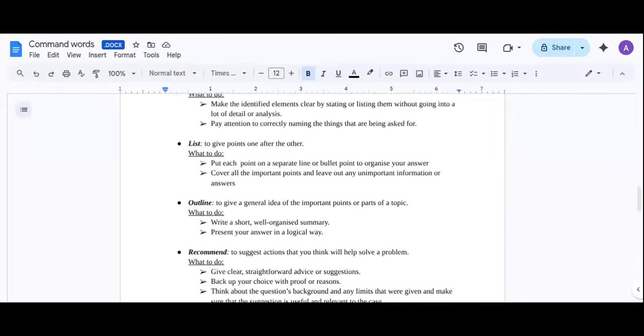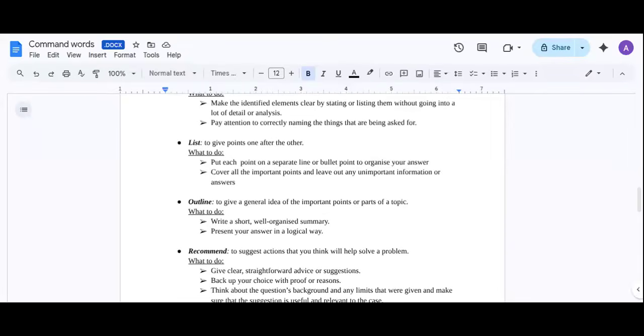Outline, the next one. Outline: to give a general idea of the important points or parts of a topic. This is usually 2 marks for outlining one thing. What to do? Write a short, well-organized summary. Present your answer in a logical way. Now, short, emphasis on short, because these are usually just 2 marks for one idea. It's a summarized version of explaining.